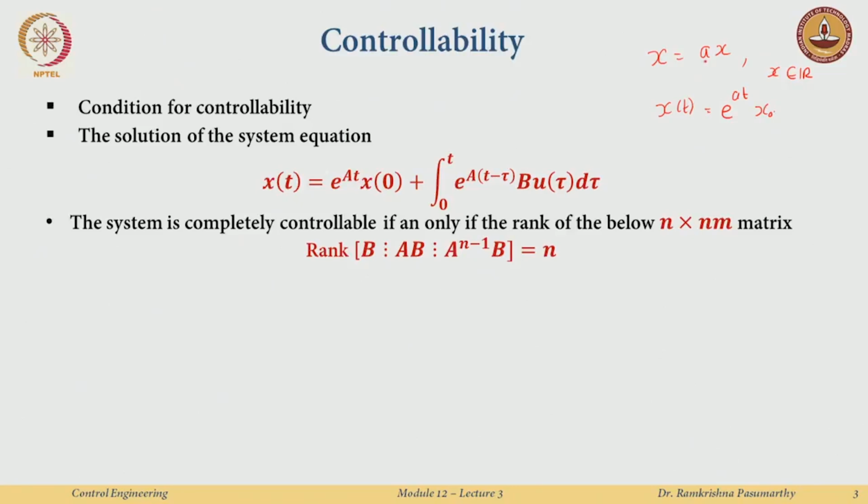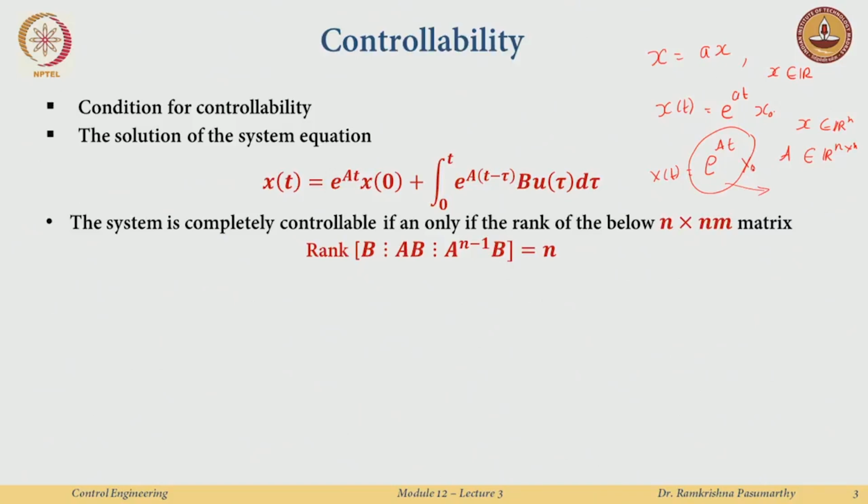Now, similarly, if x is in Rn, as in our case, and A is an n cross n matrix, then this exponential would be replaced by e power At. On the left hand side, I will have a vector of dimension n, and my initial condition will also be a vector of dimension n, right. I should not really write this as A of t, I should write it simply as A multiplied by t. Okay. So, how to compute this is not really important, but this is also called the state transition matrix.